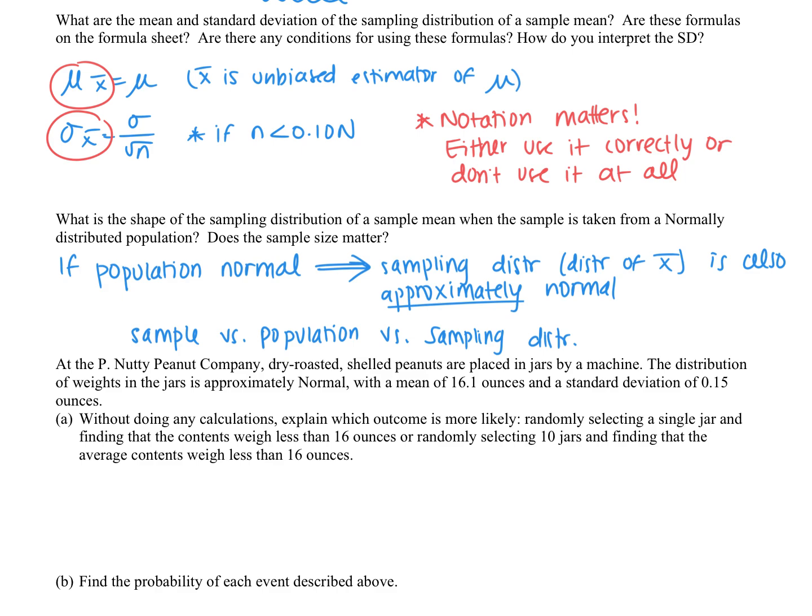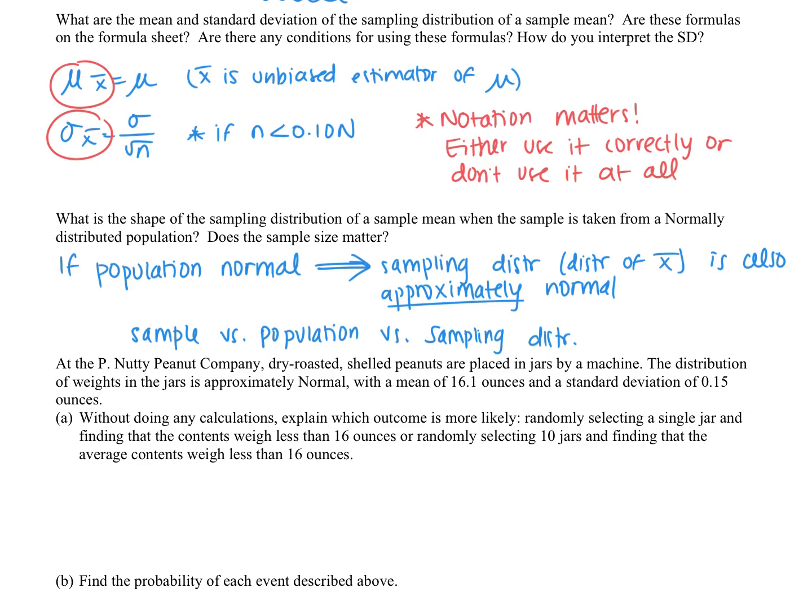At the Nutty Peanut Company, dry roasted shelled peanuts are placed in jars by a machine. The distribution of weights in the jars is approximately normal, with a mean of 16.1 ounces and a standard deviation of 0.15 ounces. Okay, before we even read A, looking at our numbers, mean 16.1, standard deviation of 0.15. This is for each jar, and we're approximately normal. So if we pick a jar off the shelf, we expect it to be around 16.1 ounces.